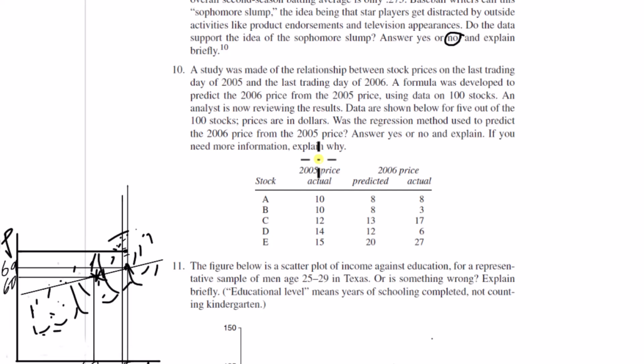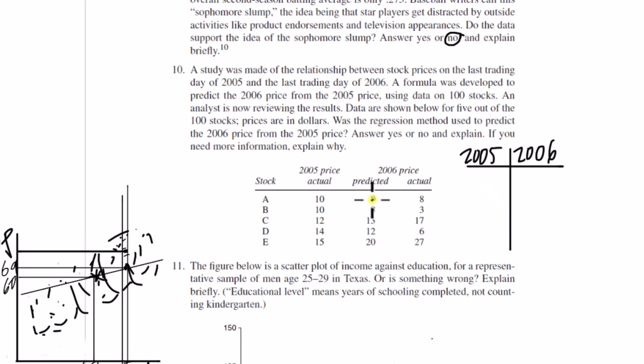Okay, so how can we try and unpack this to see, was the regression method used to make these predictions? Well, the one thing we can check just to start is the 2005 price, which is the input, and the predicted prices. Do those all fall on a line? If that's not the case, then no, the regression method wasn't used. If they do all fall on a line, then we'll have to go from there. So let's see. You've got the 2005, 2006.